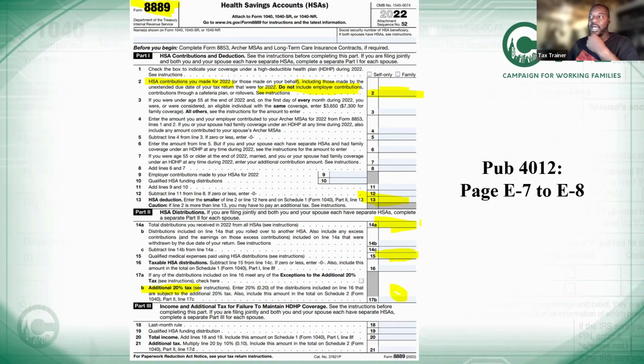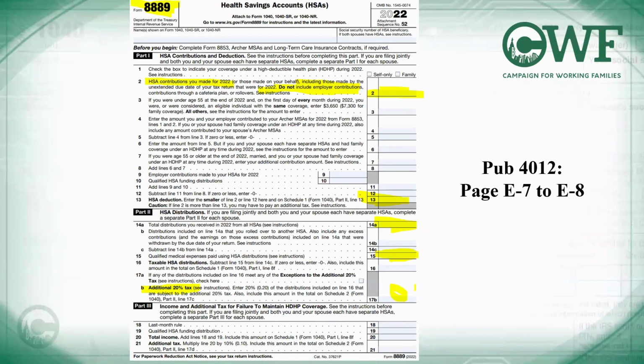But if somebody says, I took out 100, I used 10 of it for prescription and I pocketed the rest, then I'm paying taxes on that $90. But I didn't use it right. That's rare, but that's what this 8889 form is basically trying to help point out.